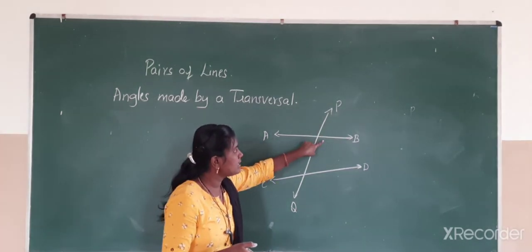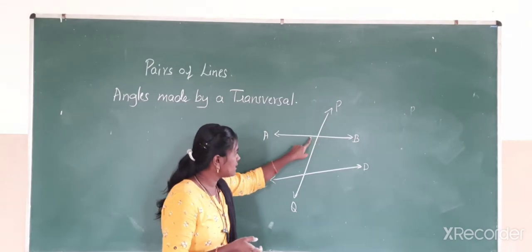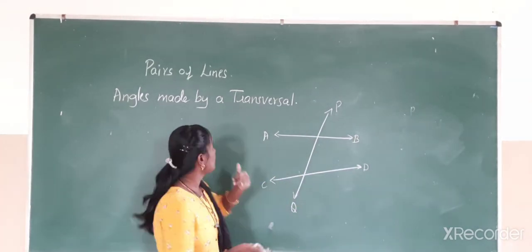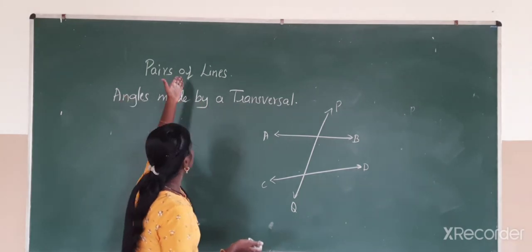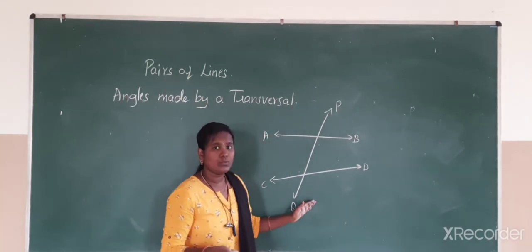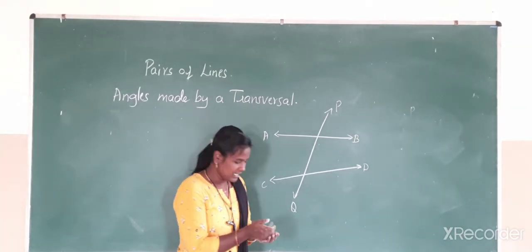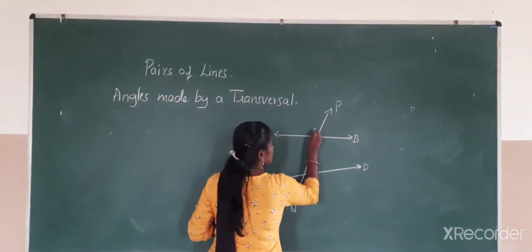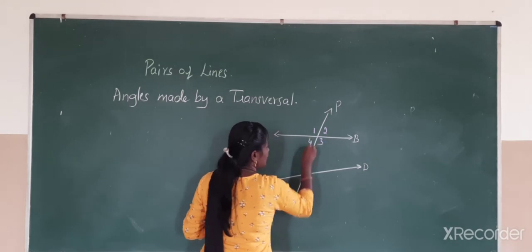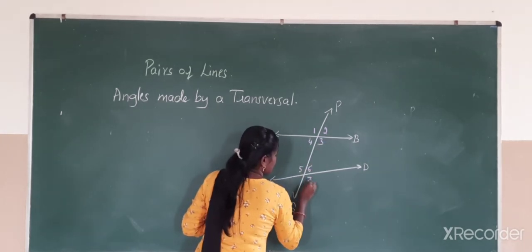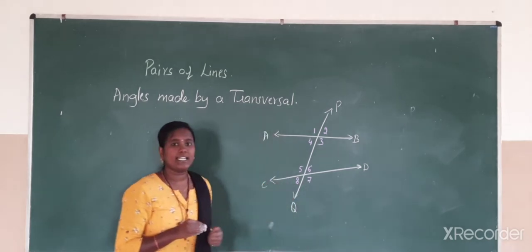Yes, here angles are there. Here 4 angles, here 4 angles are there. So there are 8 angles formed when the transversal, when a line cuts 2 lines. Isn't it? Now let me name those. Yes, 1, 2, 3, 4, and here 5, 6, 7, 8. There are 8 angles formed.